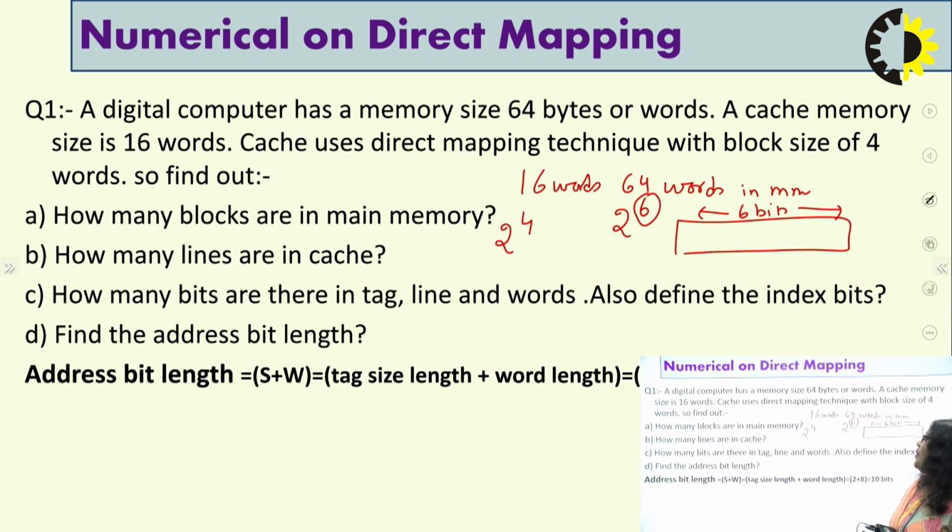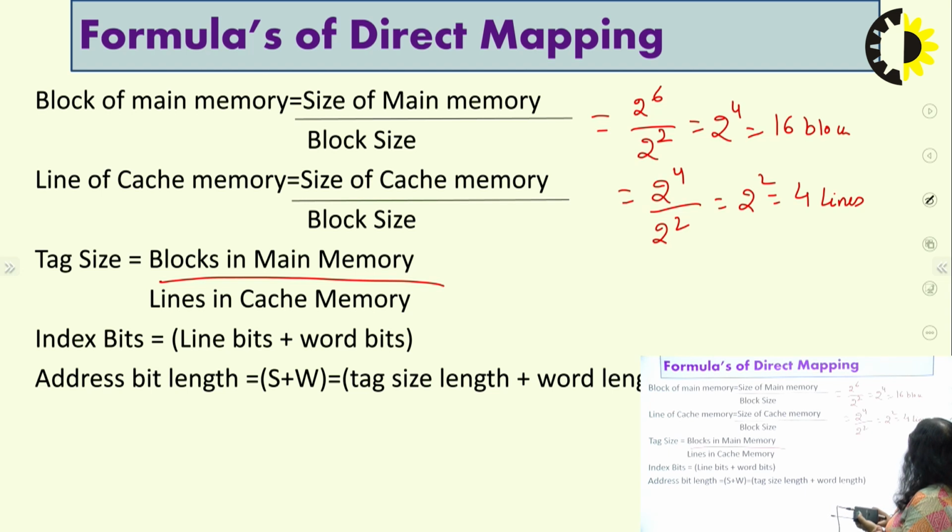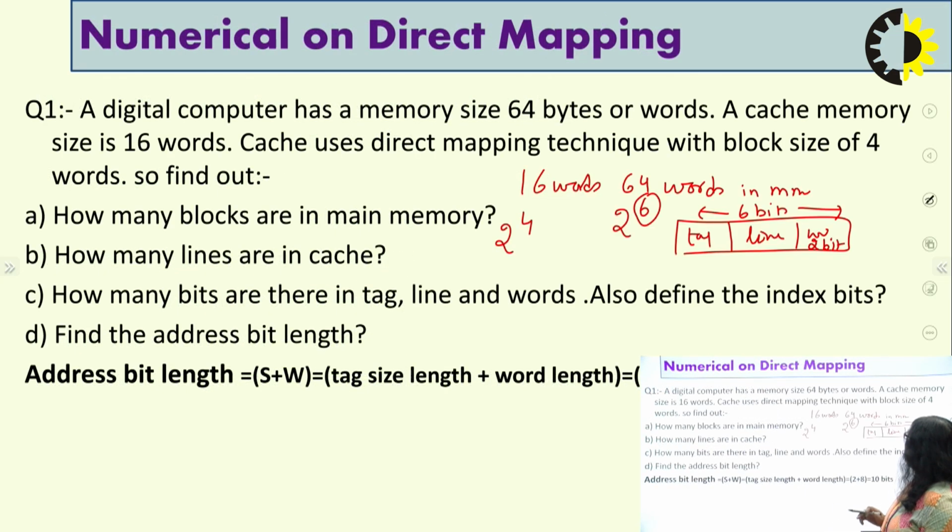Now, how many bits are there in tag, line and word? So we have divided the address into 3 parts: this is tag, this is line, this is word. We have 4 words, so the address bits of the word are 2, since 2 to the power 2 equals 4. And the lines, how many lines do we have? It's 4 lines. When we have 4 lines, the address bits of the line are 2, and total bits are 6, 6 minus 4, so the tag address bits is 2.